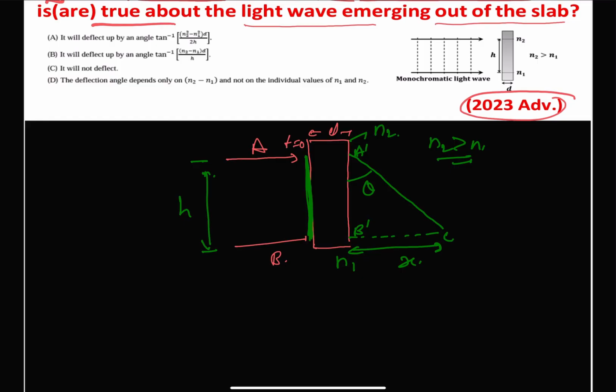So we can say that our A prime will be equal to, the velocity in the medium is c divided by the refractive index n2, and we can say our B prime will be equal to c divided by n1. Sorry, c is the velocity of light, not the velocity in the medium. And B prime C, we assumed, will be our x.